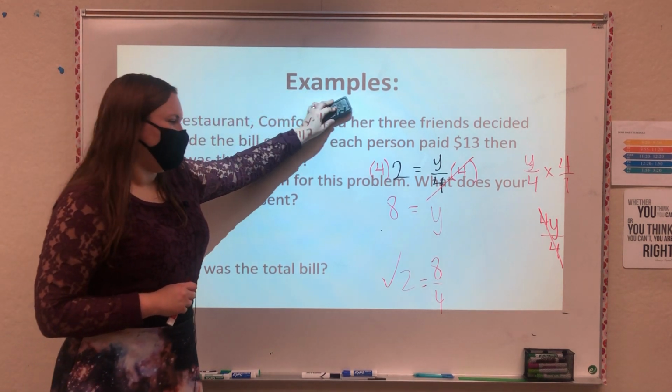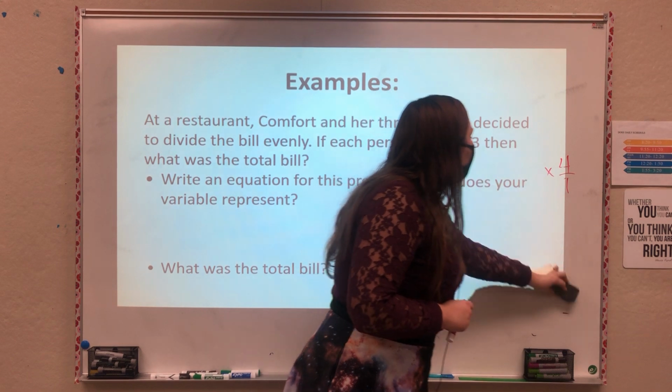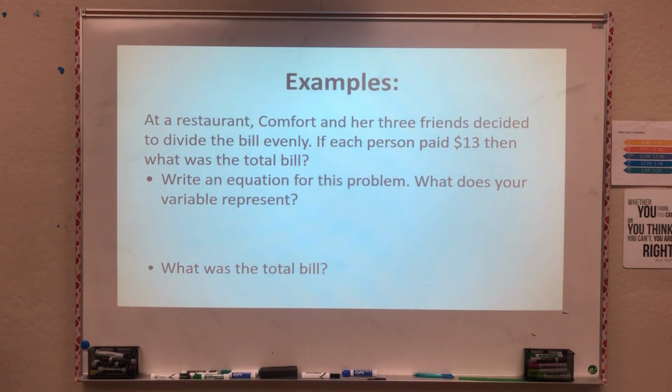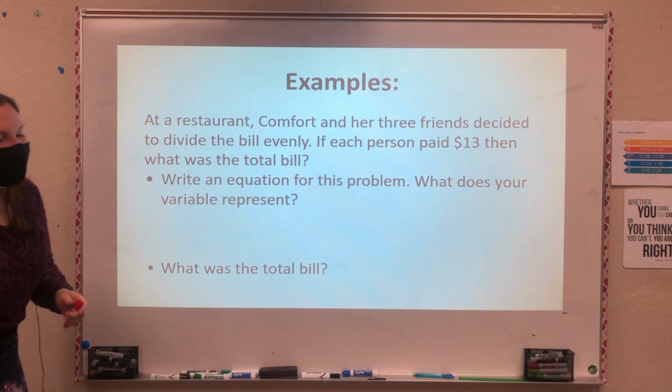Good? Okay. For this last one, same idea as the one we did before. We've got, at a restaurant, Comfort and her 3 friends decided to divide the bill evenly. If each person paid $13, then what was the total bill? And again, we're going to write an equation to represent this, and then you're going to make sure you tell me what that variable represents.